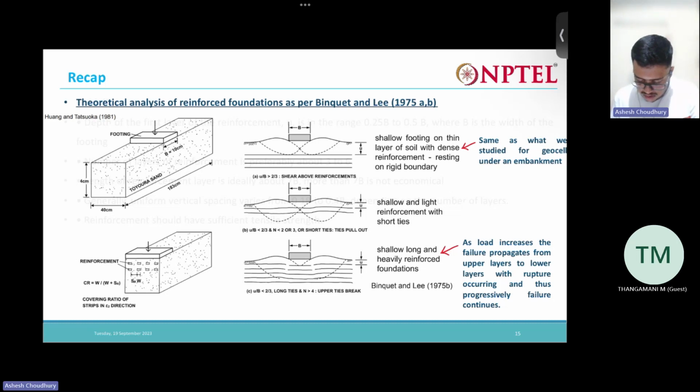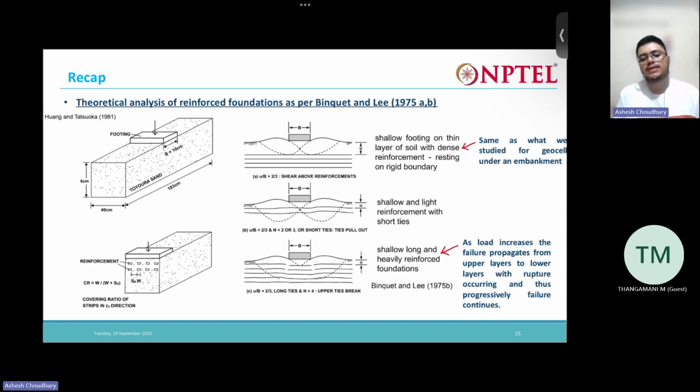So as we already discussed, there are three modes of failure. In the first mode, there is a shallow foundation on a thin layer of soil with dense reinforcement, resting on a rigid boundary. This failure mode is the same as what we studied for the geocell under embankment, as I said earlier. Then second is where we have pull out failure, where the number of ties is lesser or the ties are shorter.